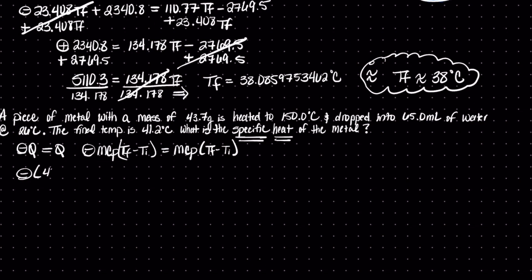And I don't know the specific heat, so I'm going to keep it as C sub P. You can make it X. You can make it a smiley face. You can make it a heart. Whatever floats your boat. I'm given the final temperature here as 41.2 degrees centigrade. TF minus TI. I know I heated it initially to 150 degrees centigrade or Celsius.